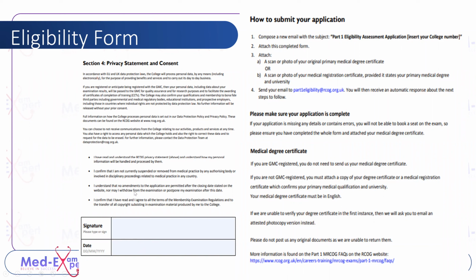Now, how are you going to submit this? How you submit this eligibility form is, once you take a printout of this, you can write all this and scan it back. You have to do a scan and you can put it in the email. And you also have to scan your medical registration certificate. And that also you have to send by email for part one.